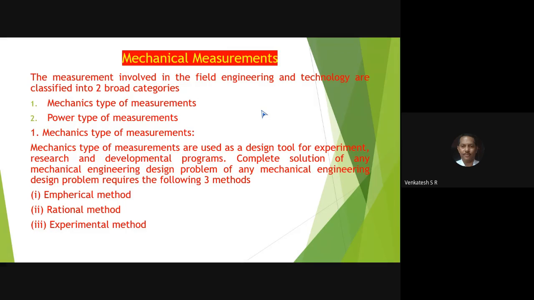On the left side he keeps the dead weight of 1 kg and on the right side he keeps the onion. If the weight of the onion is more, he removes a few onions. If the weight of the onion is less, then he adds a few onions. Then he brings the needle to read 0. That is the center point. That is called null balance.